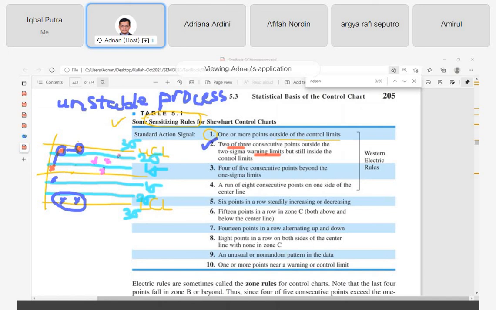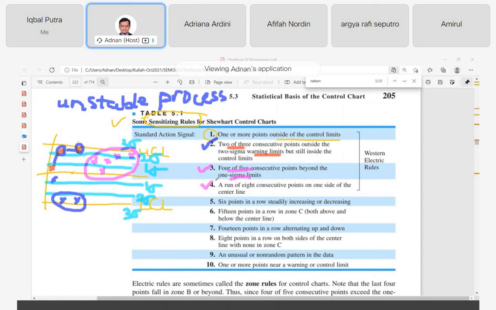You have this point, this point. Already 1, 2, 3, 4. Okay, this one not yet, because you need 4 of 5 outside beyond 1 sigma. So beyond now is only 3. So if you get one more out of 5 points here, 1, 2, 3, 4, so the process is also unstable. Okay, this is what we call the runs rule or synthesizing rule.